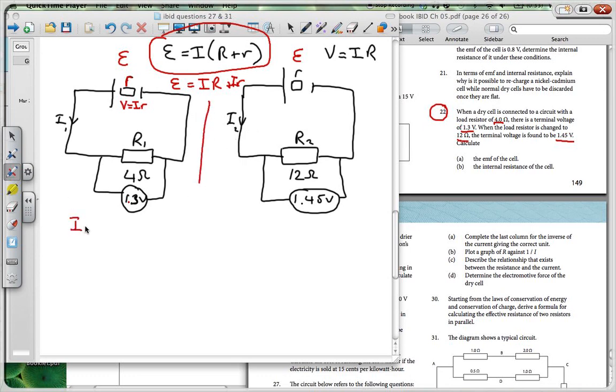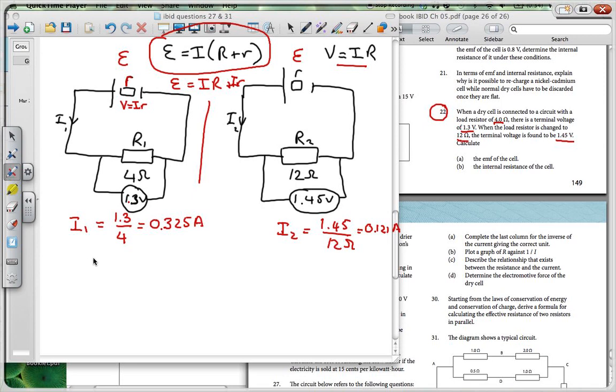For I1, from this formula over here, it's going to equal the V divided by R, which is 1.3 divided by 4, and for that I get 0.325 amps. And my I2 here would be the same thing, but here I've got 1.45 volts divided by 12 ohm, and I get for that 0.121 amp. Now I can therefore have two equations here.